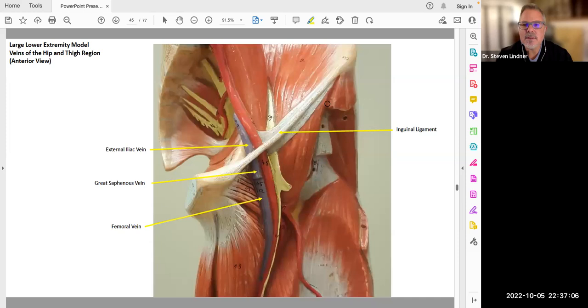So here's a close-up, here's the inguinal ligament. Here is the external iliac vein. Here is the external iliac artery. Once we are below the inguinal ligament, it is the femoral artery and femoral vein. Off the femoral vein, right there, is the greater saphenous vein. Remember, the lesser saphenous or small saphenous is down in the leg.